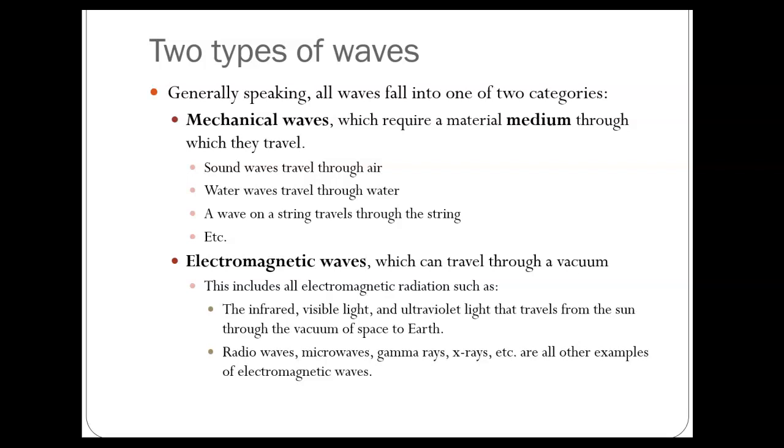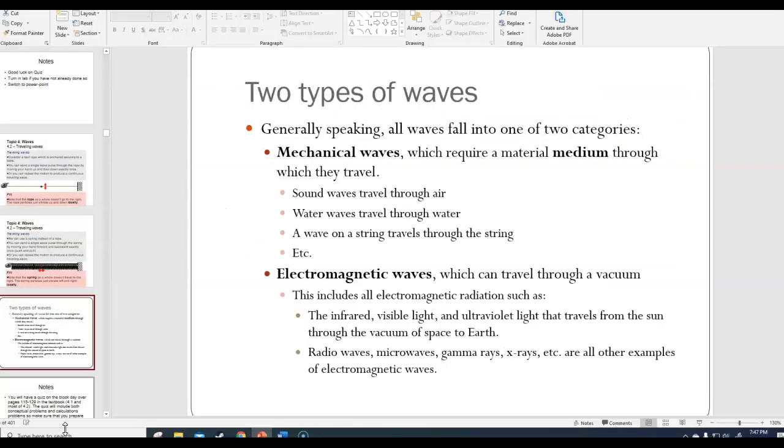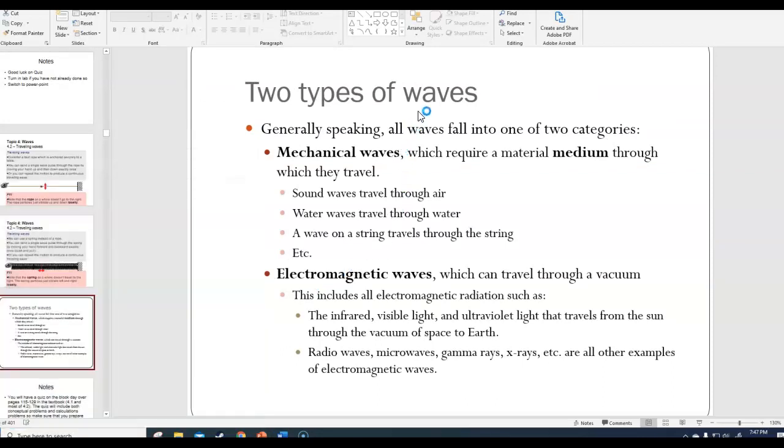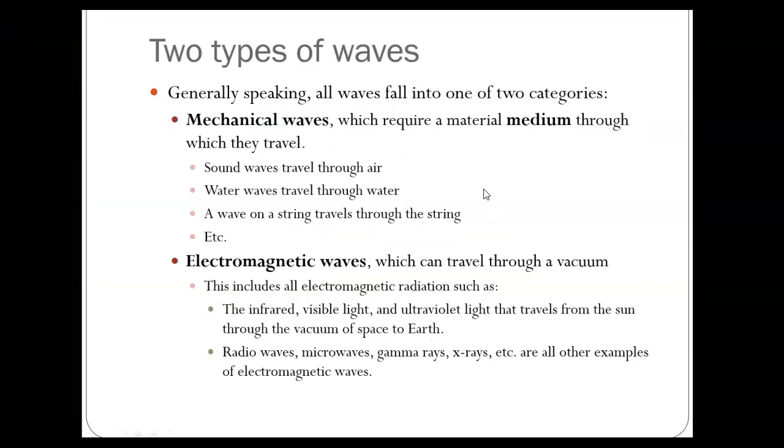Now, generally speaking, you can classify waves into one of two categories. You have mechanical waves, which by definition require a medium to travel through. And again, when I say medium, I mean the substance through which the wave travels. So for example, when you talk about sound waves traveling through the air, the medium in that situation would be the air. When you talk about water waves traveling through the water, the medium in that situation would be the water. So when I talk about a wave medium, I'm just talking about what the wave is traveling through.